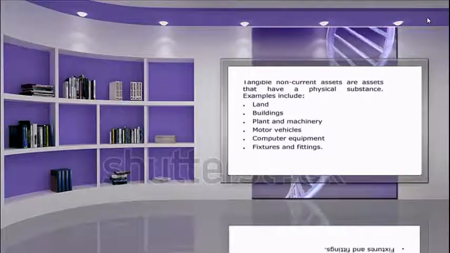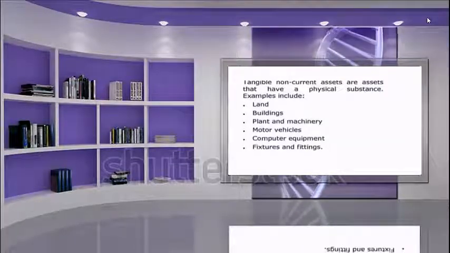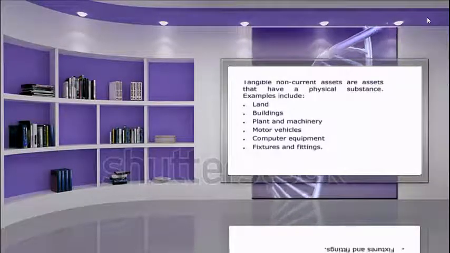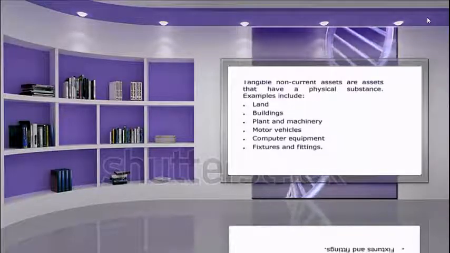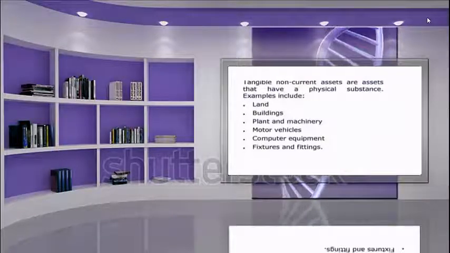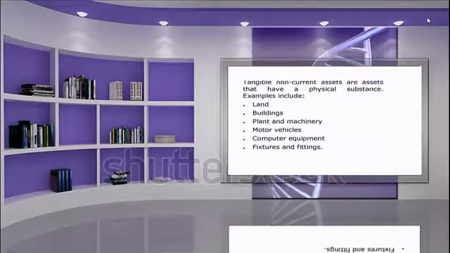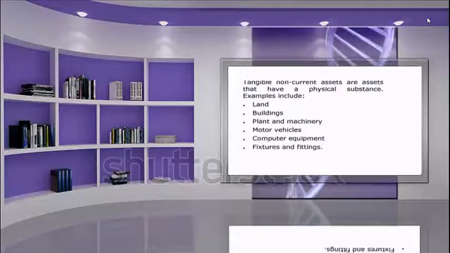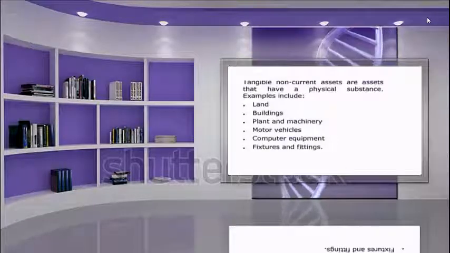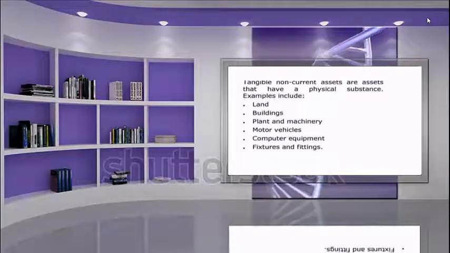So, typical examples then of tangible non-current assets would include land, your buildings, we have plant and machinery, motor vehicles, computer equipment, so your computer hardware, so the screen, the monitor, the keyboard, the hard drive, etc., and then fixtures and fittings. All would be typical examples of tangible non-current assets that you would be asked to account for in this section.